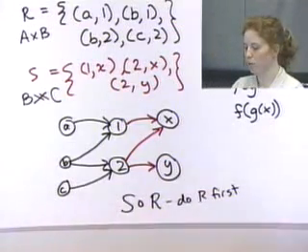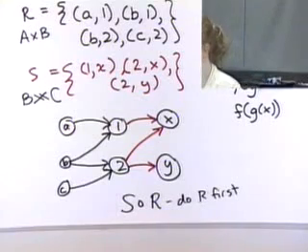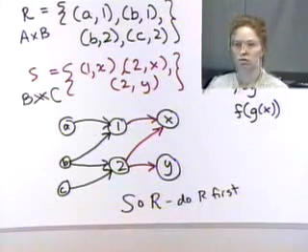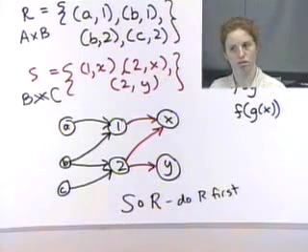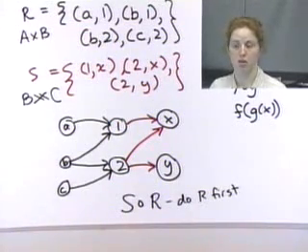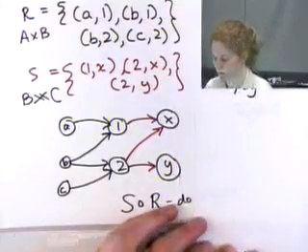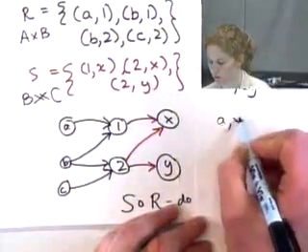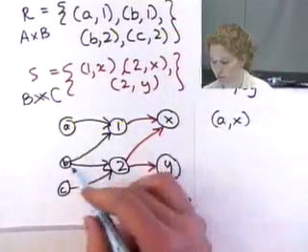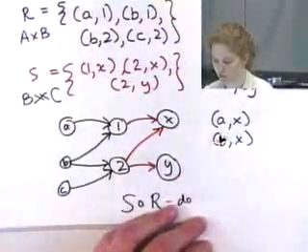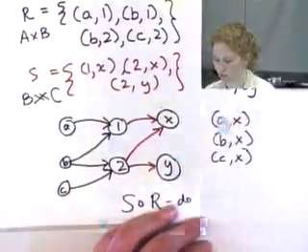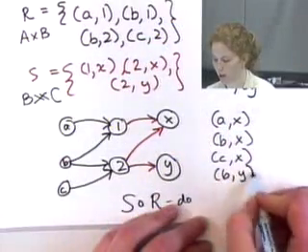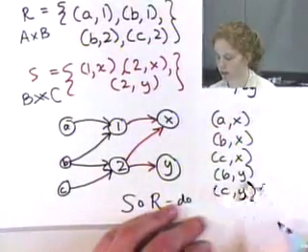So here, what are going to be the points in R composed with S? If I take one jump from R and one jump from S, then what do I get? A to X. What else? B to X. What else? C to X. B to Y. And C to Y.